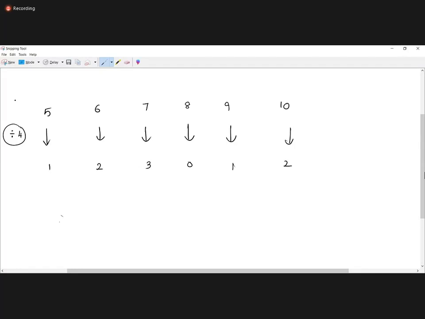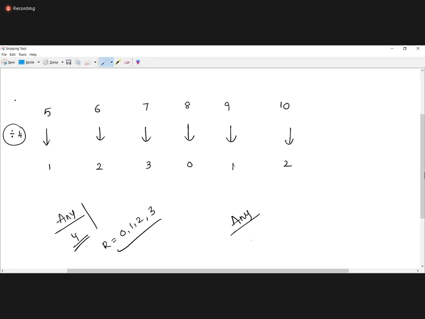So what we can understand is that any number, if you divide it by 4, you will get the remainder as 0, 1, 2 or 3. These are the only possible remainders we are going to get. The important point is: if you divide any number by 4, you are going to get a remainder which is less than 4.